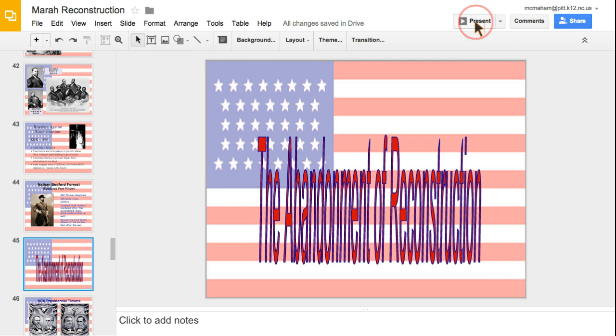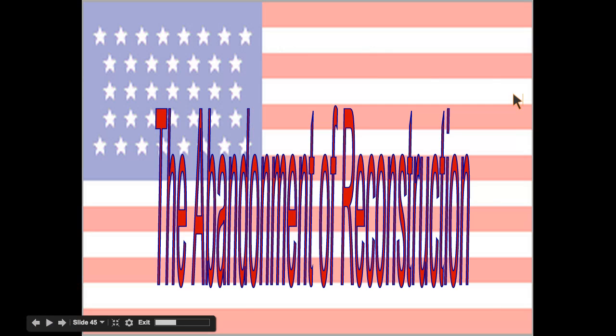Okay, so make sure that you have paper out and that you are taking your notes. This is where we left off in our notes yesterday. So this says the abandonment of Reconstruction.